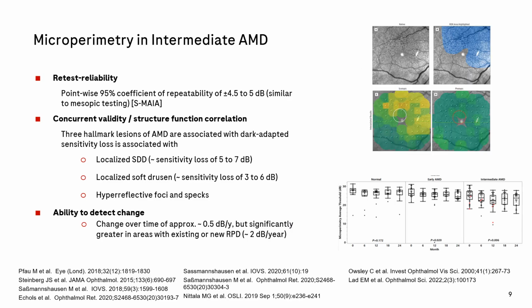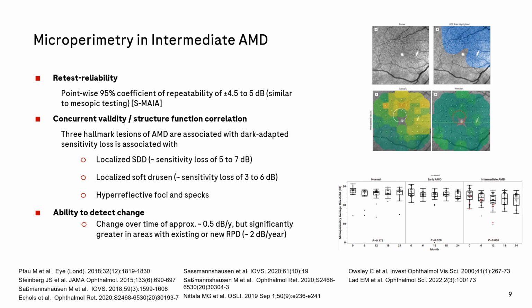Regarding intermediate AMD, there is considerable data out there. The test-retest reliability for a single test point is in the range of 4.5 to 5 decibels. There are a large number of studies that establish the current validity of mesopic and scotopic microperimetry in intermediate AMD. Essentially, they show that there is a strong association, especially with dark-adapted sensitivity loss, with localized presence of subretinal drusenoid deposit, usually resulting in quite a heavy sensitivity loss, about 5 or more decibels.